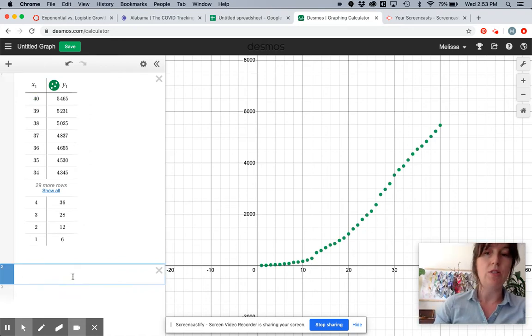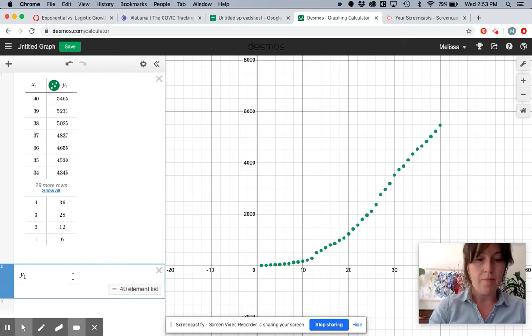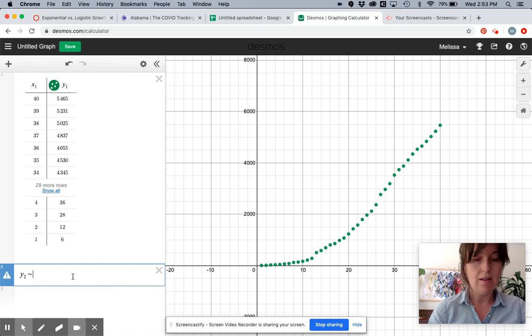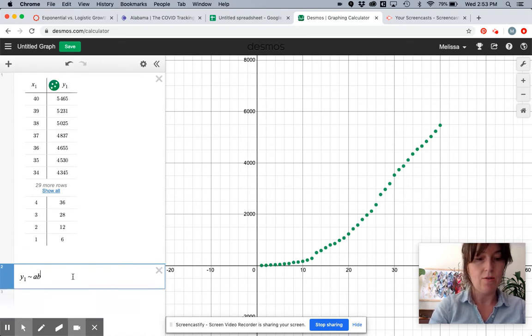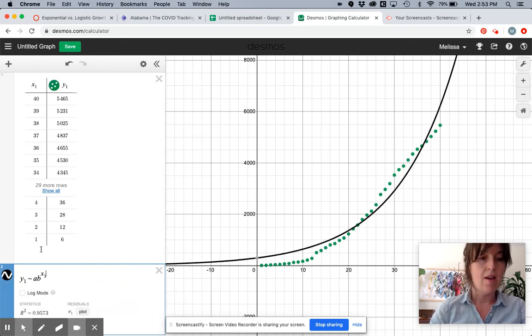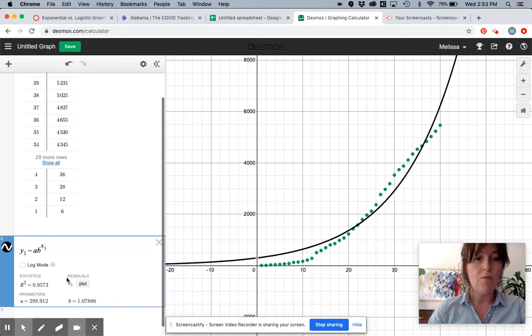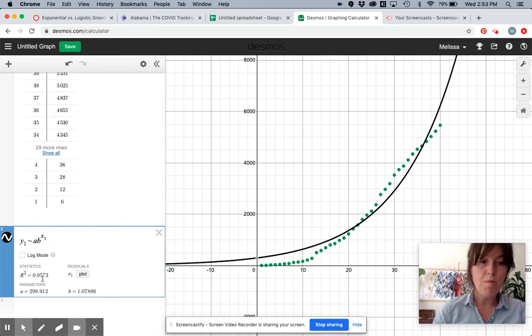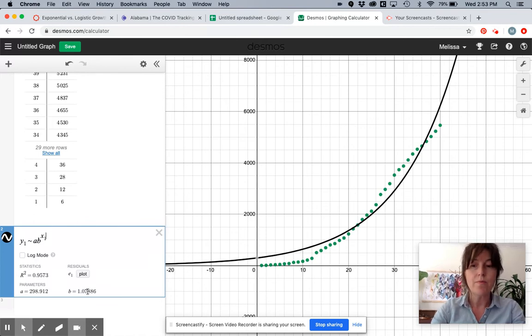So the first thing I'm going to do is my exponential function, y sub 1, and we use the tilde, a times b to the x sub 1 power. The x sub 1, y sub 1, because these are 1s, and we get an r squared value of 0.9573, not terrible, and we have a growth factor of 1.07, so growing slowly-ish.